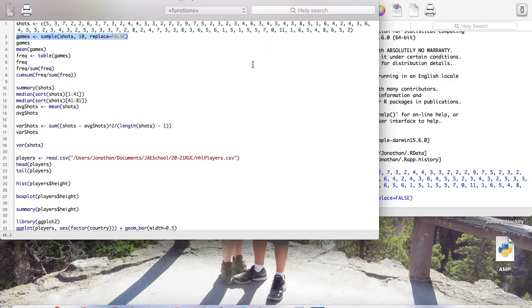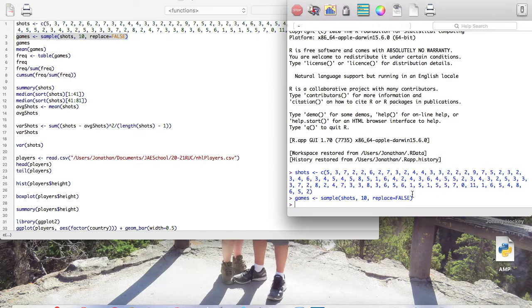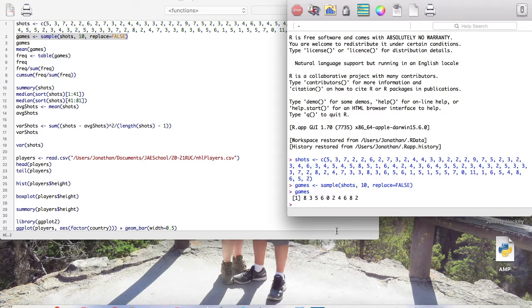Okay, so now the next thing that we can do is take a sample. This has given me a sample of 10 games from all of these shots. The shot results that we get for this are 8, 3, 5, 6, 0, 2, 4, 6, 8, and 2. I didn't pick the way the last ones would come out, but it's kind of interesting that it worked that way.